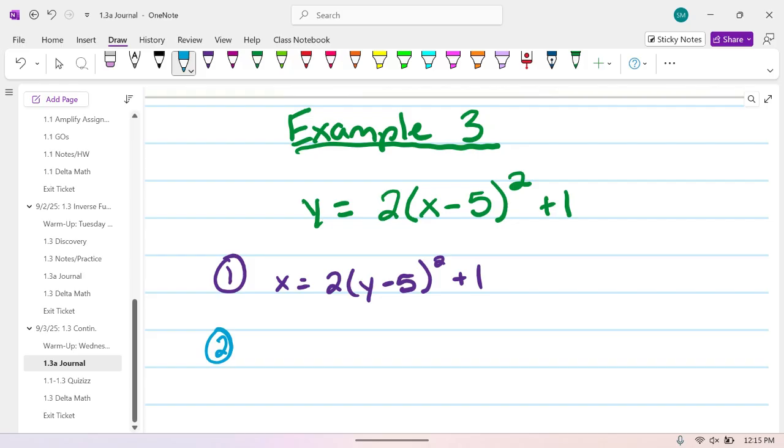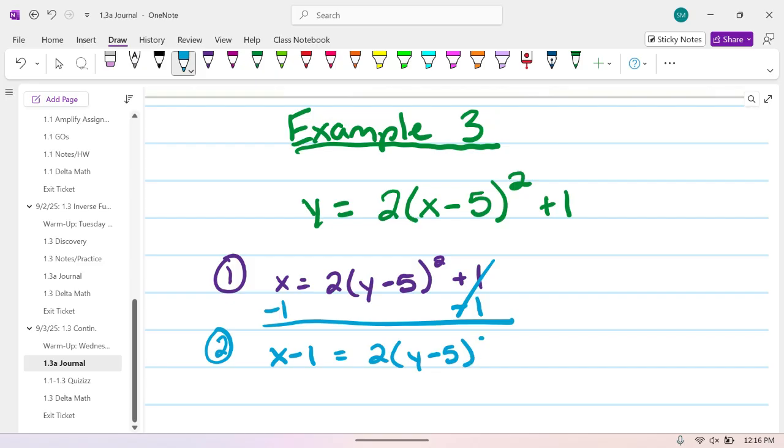The 1. Why do I not want to touch the 5 right now? It's in parentheses. And where does parentheses fall? At the very bottom. So we want the addition subtraction that's not within the parentheses. So I'm going to subtract that 1 first, just like Jackson said. I'm going to subtract the 1 from both sides. That goes away. I'm left with x minus 1 is equal to 2 times (y minus 5) all squared.